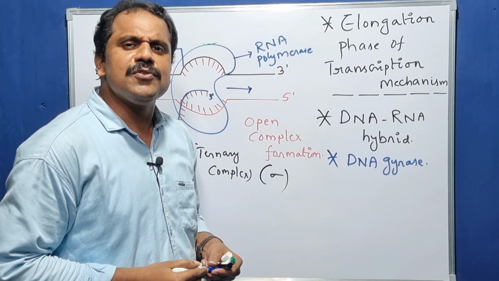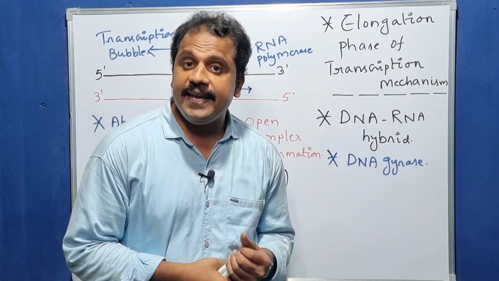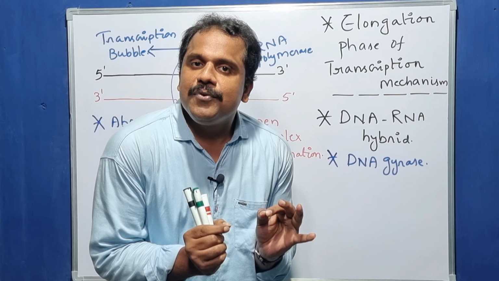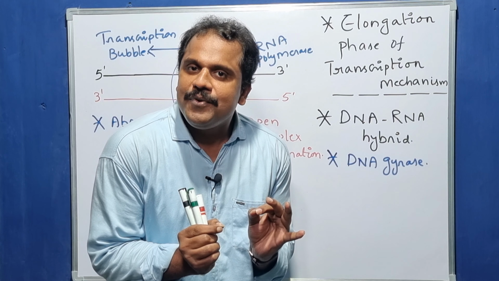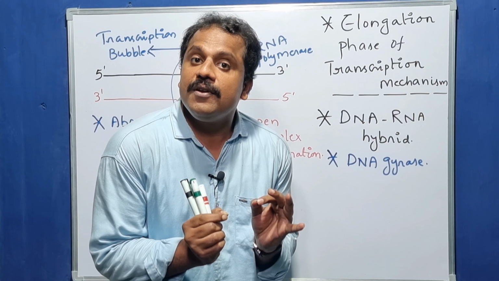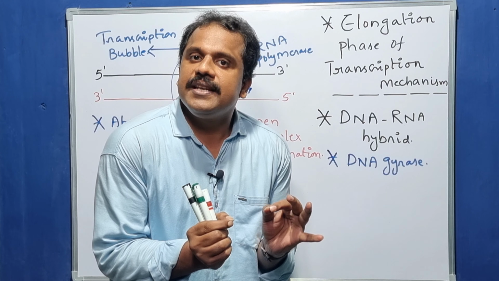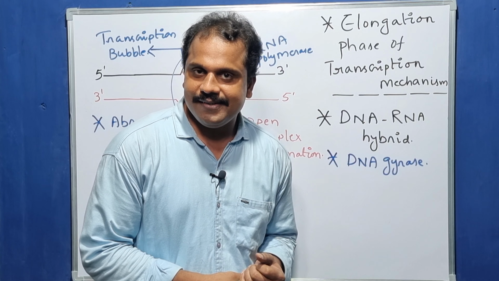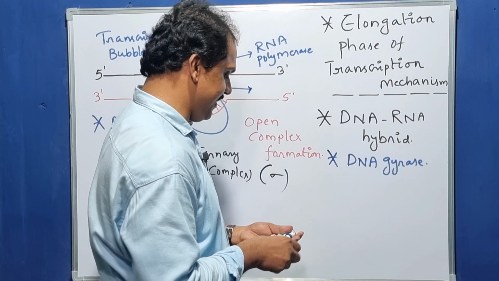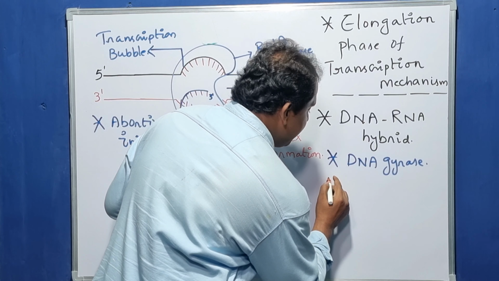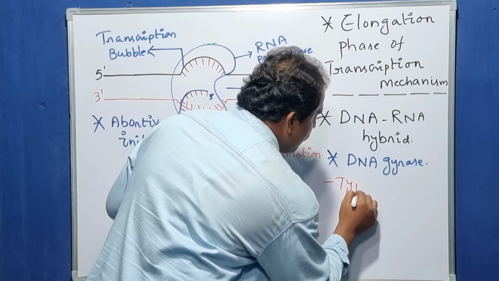So what is DNA gyrase? DNA gyrase is a type of type 2 topoisomerase. Type 2 topoisomerases are responsible for removing positive supercoiling, and they are capable of inducing negative supercoiling. Let me write it here. It is a type of type 2 topoisomerase.